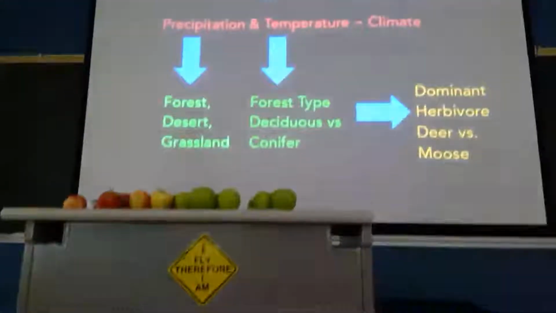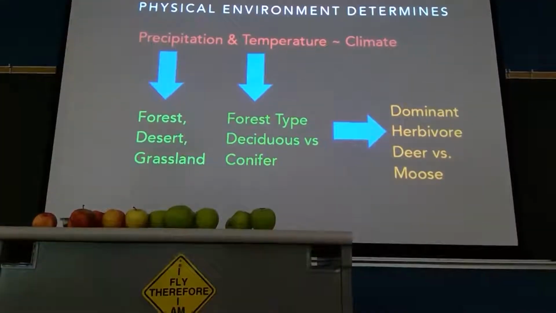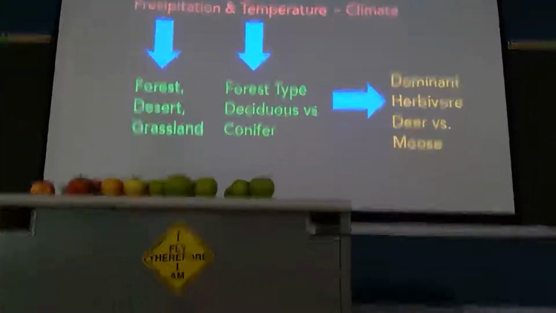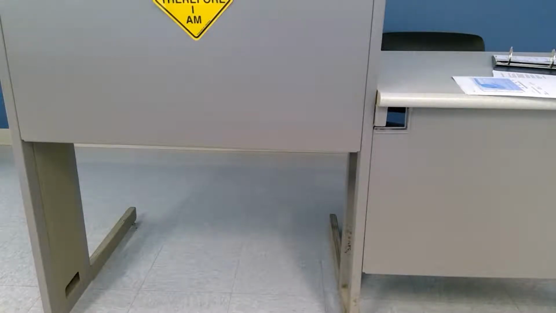Deer do great with these types of acorn, nut-producing, seed-producing, flowering tree ecosystems that we find in the temperate deciduous forest. It turns out moose and caribou do a lot better in the conifer or taiga tundra type ecosystem where it's cold. You can think the moose and the deer are similar four-legged ungulate herbivores, but they have different adaptations to the precipitation and temperature regime in which they find themselves. So they interact.